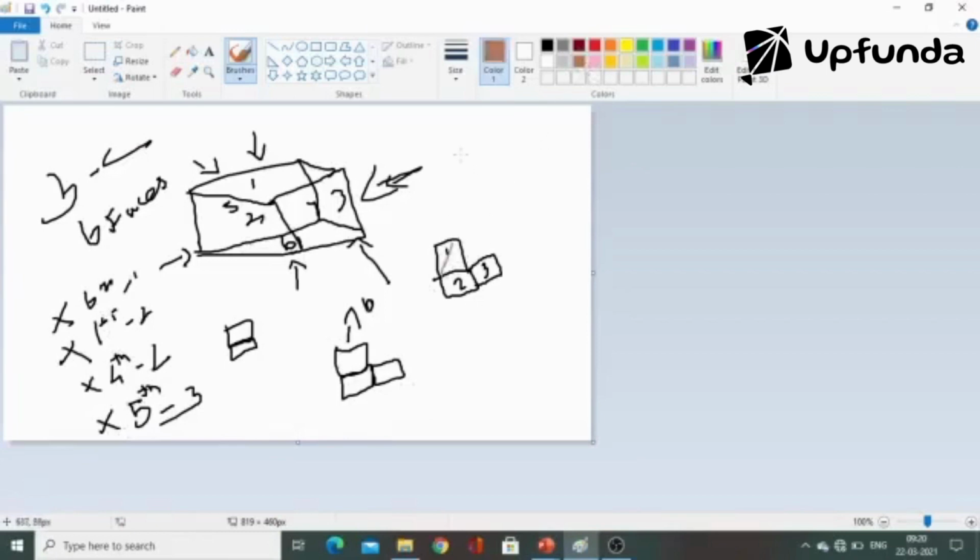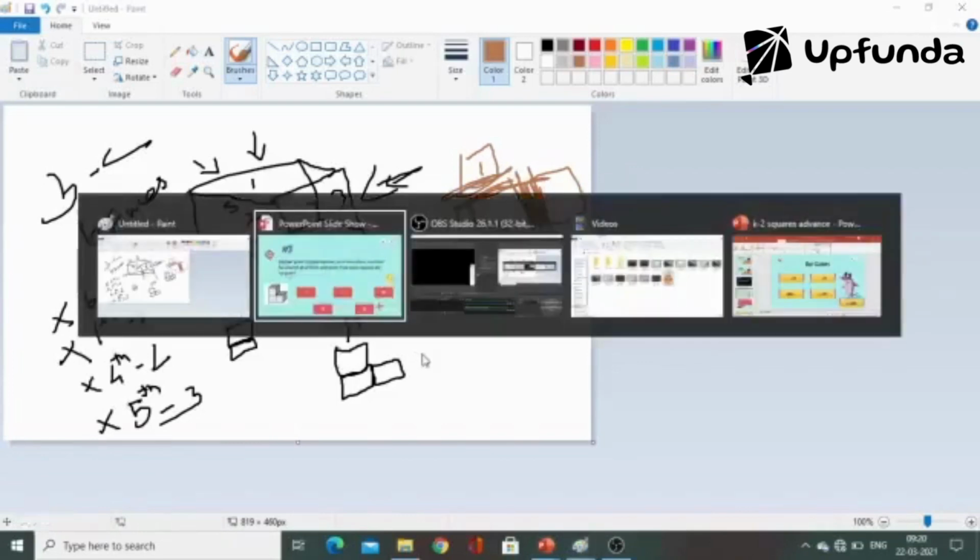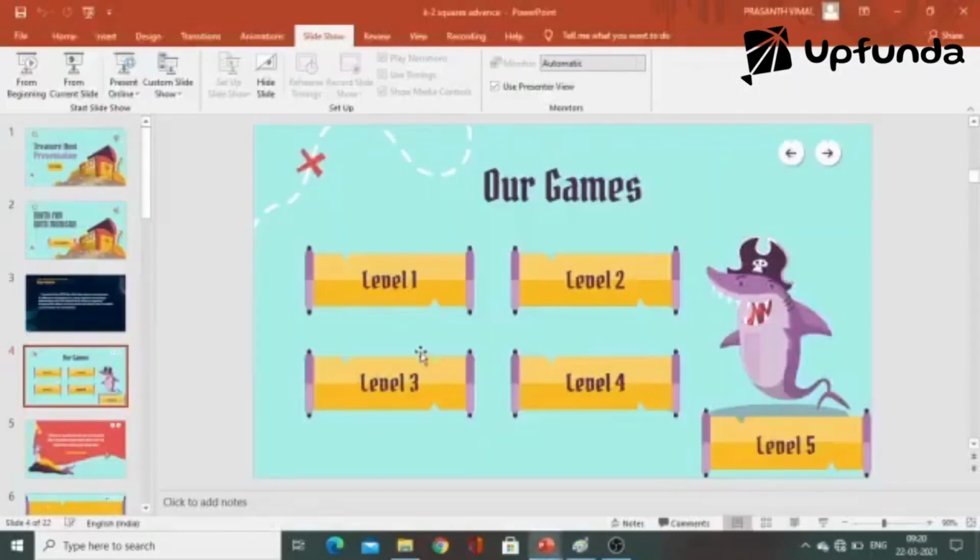He does not want to paint this side of the first cube. Also he does not want to paint this side of the second cube, that is the top view. Then in the third cube we have this side. Also if you join this with the second cube, this portion will be joined with the third cube. So he does not want to paint 1, 2, 3 and 4 faces. So totally he wants to paint how many faces?